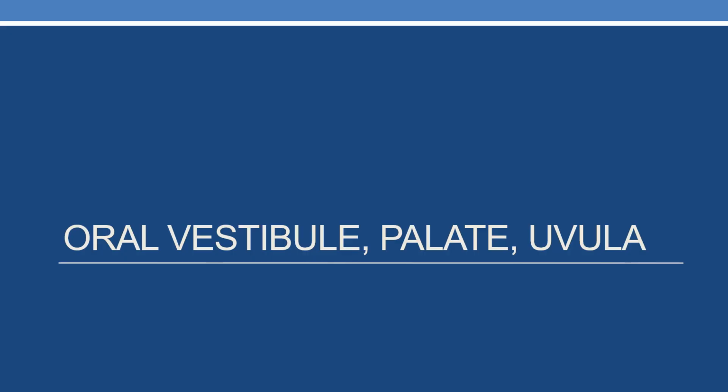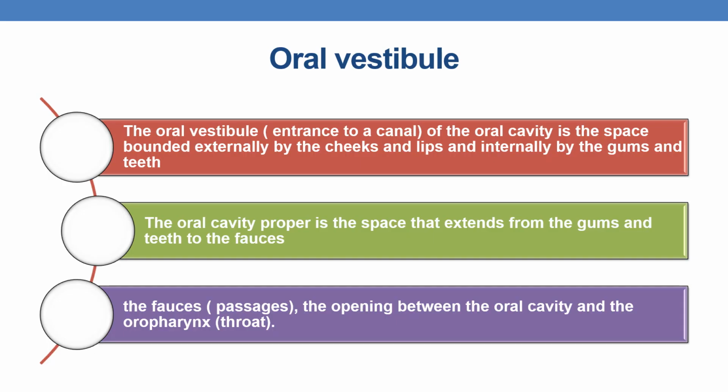Coming to the next part of the oral cavity: oral vestibule, palate and uvula. We will discuss about these three. First of all, coming to oral vestibule. Vestibule is nothing but entrance to a canal. So oral vestibule is the opening to the oral cavity. Oral vestibule is the space that is bounded externally by cheeks and lips and internally by gums and teeth.